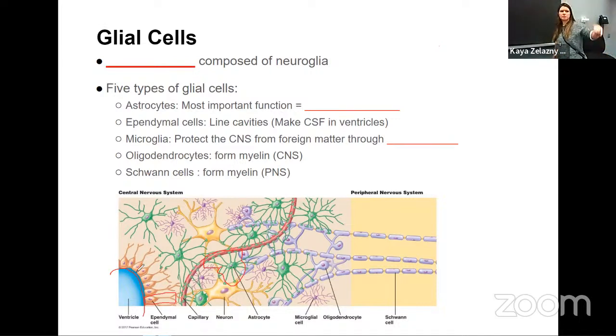And then we're going to have two different types of glial cells that produce myelin. And so this is where we think about central nervous system versus peripheral nervous system. So in the central nervous system, we're going to have our oligodendrocytes. And in our peripheral nervous system, we're going to have something called Schwann cells. Both of these create that myelin.